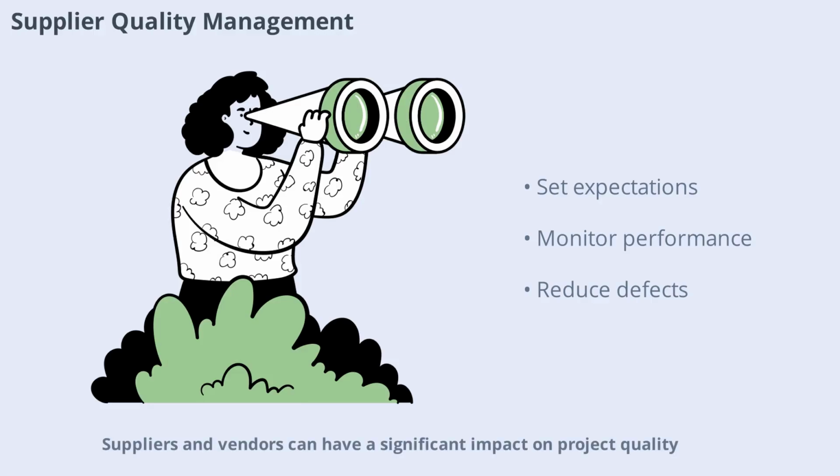Suppliers and vendors can have a significant impact on project quality. It's important to set clear quality expectations with suppliers and monitor their performance throughout the project. This may involve audits, inspections, or performance reviews. By managing supplier quality, you reduce the risk of defects and ensure your project deliverables meet the required standards.